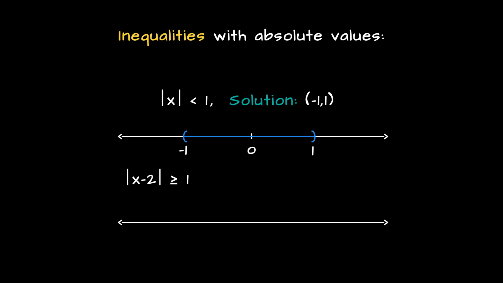Let's look at another example and try to reason about it in the same way. Our next example asks us to solve the inequality absolute value of x minus 2 is greater than or equal to 1.